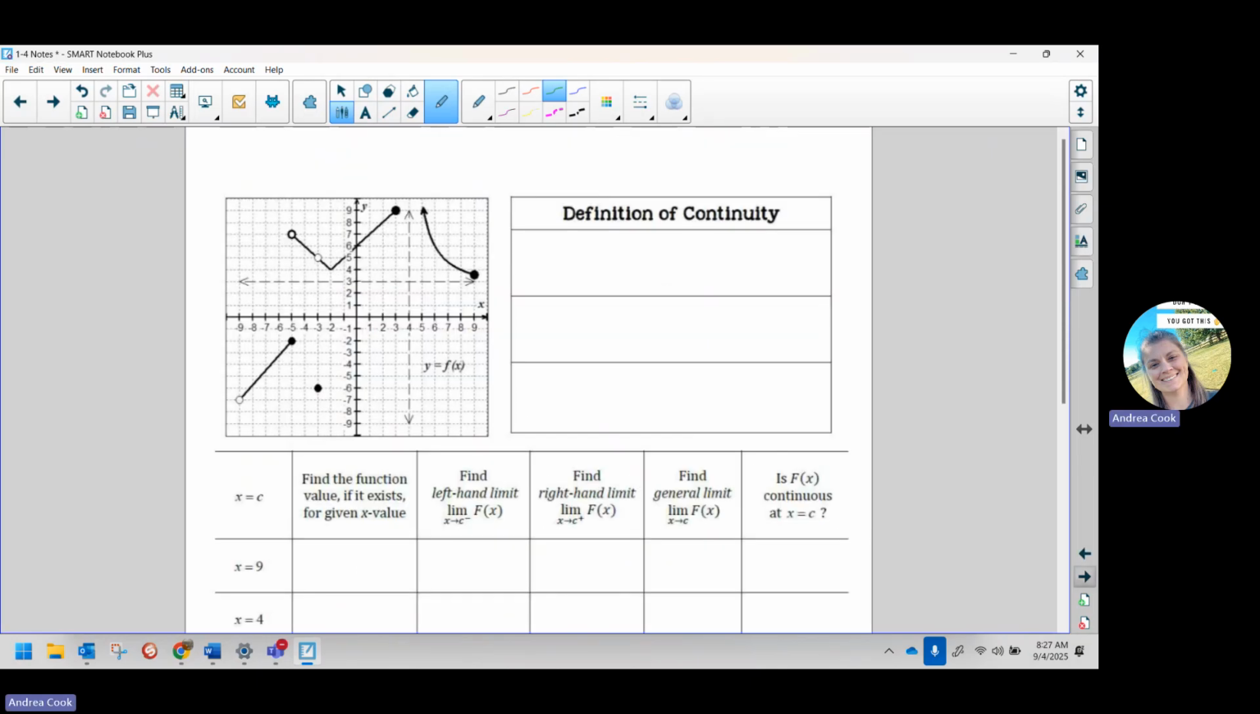Here is the definition of continuity again on the same page so you can see it. What is my definition of continuity? f of c is defined. The limit as x approaches c from the right is equal to the limit as x approaches c from the left. That's basically saying the limit exists. And the last thing is that f of c is equal to the limit as x approaches c.